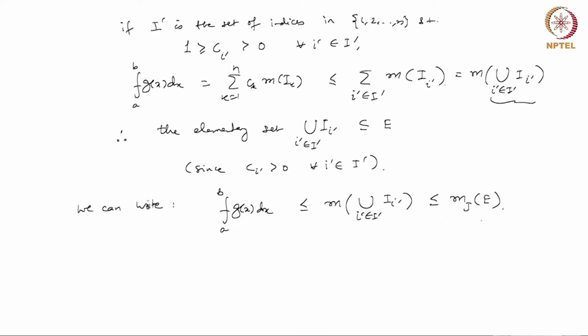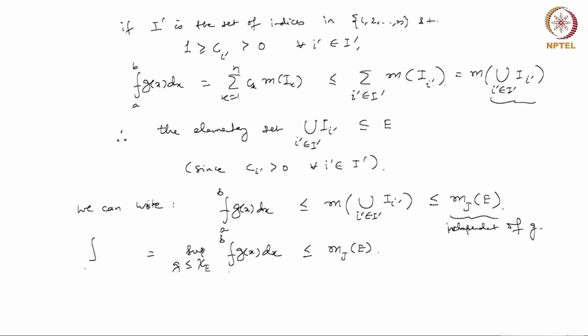Now the right hand side of this inequality is independent of g. So therefore we can take the supremum over g less than or equal to chi_E, g piecewise constant, and take the values of the Riemann-Darboux integral of these piecewise constant functions, and this supremum will also be bounded above by the inner Jordan measure of E, and this on the left hand side is nothing but, by the definition, the lower Darboux integral.